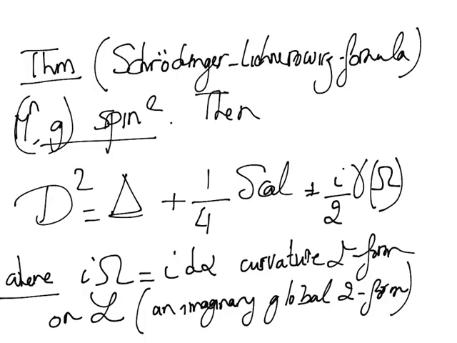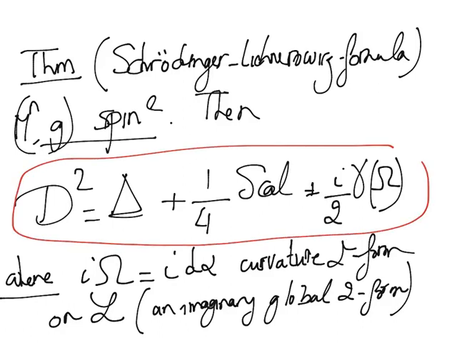So before proving the Schrödinger-Lichnerowicz formula, I would like to give a few remarks. Of course, when you are in the spin case, because you equip the trivial line bundle as the auxiliary line bundle with the trivial connection, the curvature of the trivial line bundle equipped with the trivial connection is 0. So you have D squared equal to the Laplacian plus 1 over 4 the scalar curvature of the manifold.